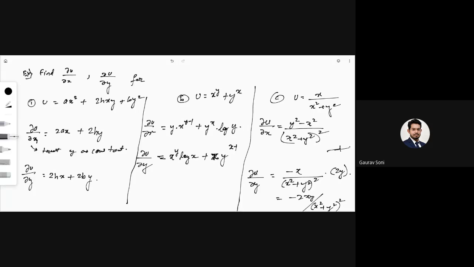So that's it about the introduction to the partial derivatives. In the next lecture, we'll start at 9 o'clock. Remember that on Wednesday. In that we'll solve some more examples on higher order partial derivatives.